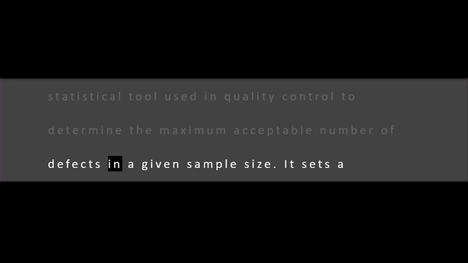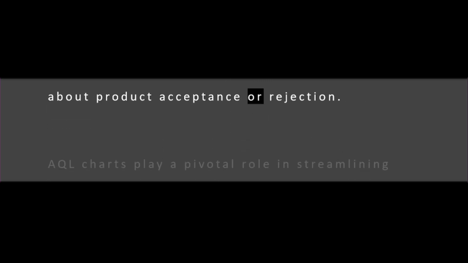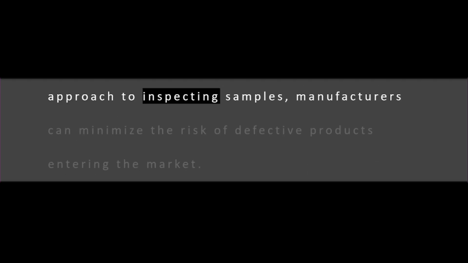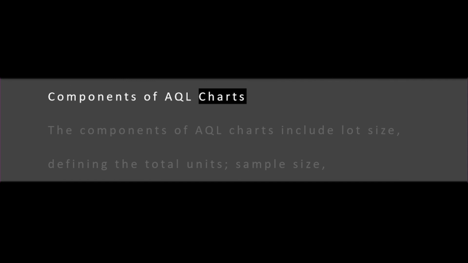What is AQL? Acceptable Quality Level (AQL) is a statistical tool used in quality control to determine the maximum acceptable number of defects in a given sample size. It sets a threshold that demarcates acceptable and unacceptable quality levels, aiding manufacturers in making informed decisions about product acceptance or rejection. AQL charts play a pivotal role in streamlining quality control processes, ensuring that products reaching consumers meet predefined quality standards. By providing a systematic approach to inspecting samples, manufacturers can minimize the risk of defective products entering the market.